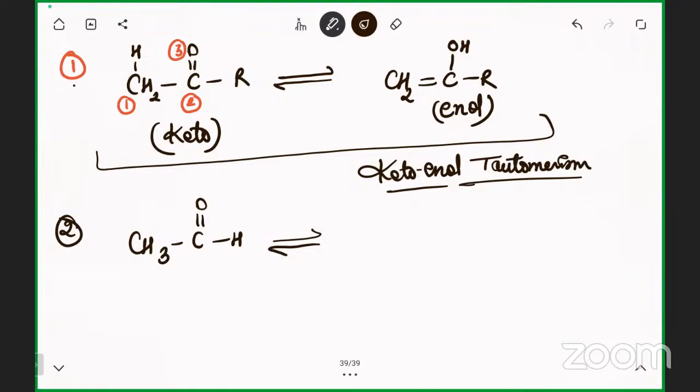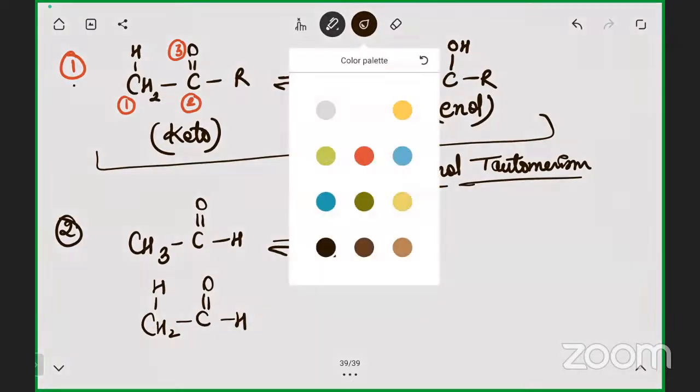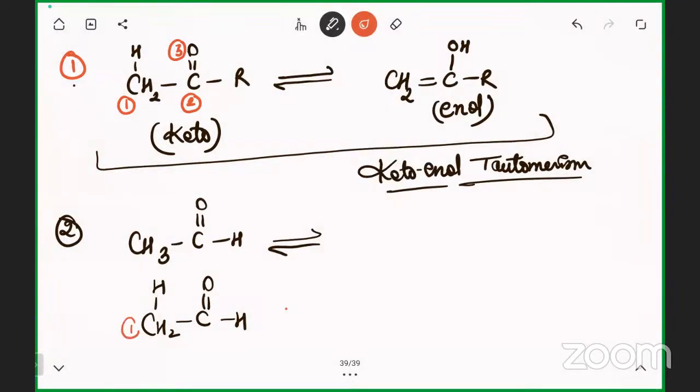Yes, do the migration. Same type, there's only one difference in the above example and the below example. I can write it like CH2, one hydrogen above, single bond C, double bond O, single bond H. Point out the atom. This is first atom, this is second atom, this is third. Now do the migration. What will happen? CH2, double bond C, O will get the H, and this will be H. So this will be the answer.